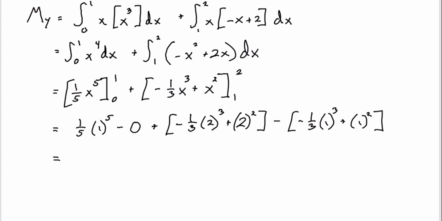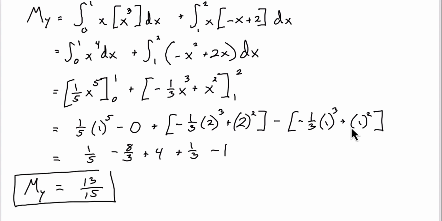Let's go through and simplify this. We get 1/5 minus 0, then this will be negative 1/3 times 8 is negative 8/3, plus 4, plus 1/3, and minus 1. Simplifying all of that, we get 13/15. And again, that is the moment about the y-axis.